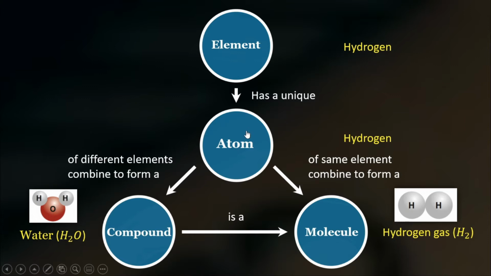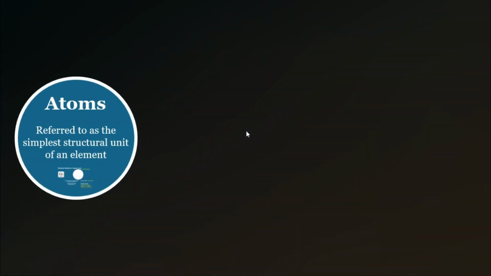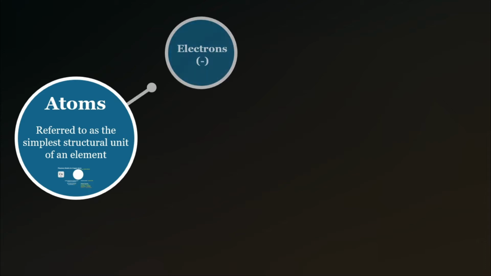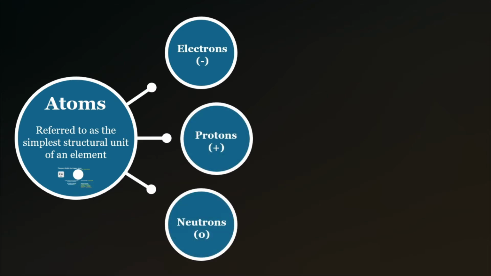Atoms come from the Greek word atomos, which means indivisible, since early scientists believed that it cannot be broken down into smaller pieces. But later, this was refuted through the discovery of the subatomic particles. Subatomic, the prefix sub means smaller. Therefore, subatomic means smaller than atoms. So what are these subatomic particles? The subatomic particles are composed of the negatively charged electrons, the positively charged protons, and the no-charged neutrons.